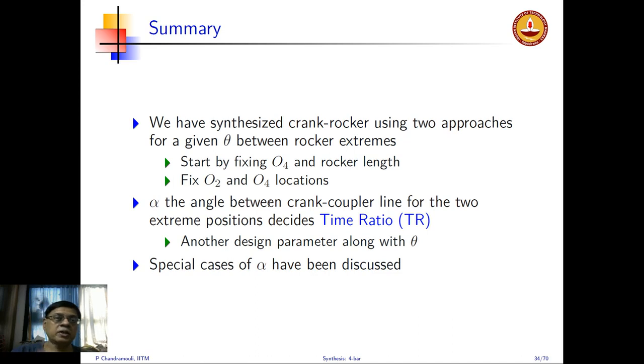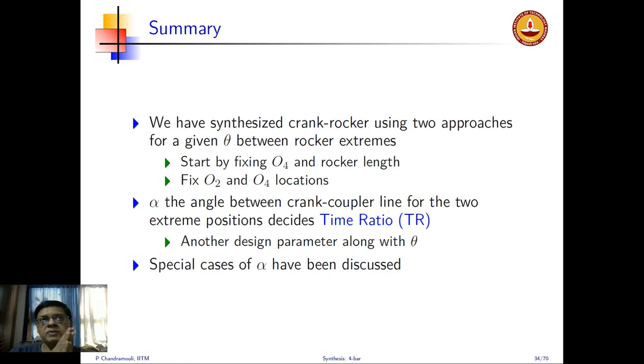So instead we do an approach where we fix O2, O4 and then we drew semicircles based on which we located B1 dash and B1. And so based on this, we could come up with a rocker length, and once the rocker length was set, we could come up with the crank and coupler length. The time ratio, which is the ratio of the forward stroke to the backward stroke, can be controlled by the angle alpha, which is the angle between the crank coupler line for the two extreme positions.